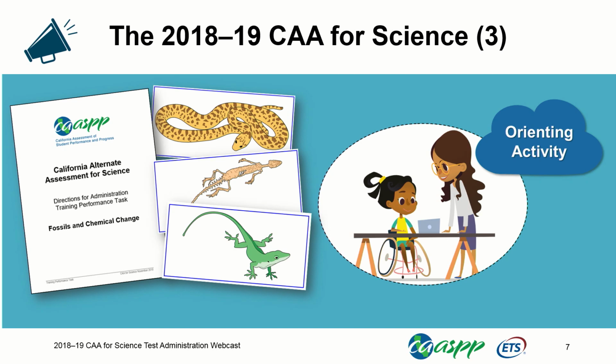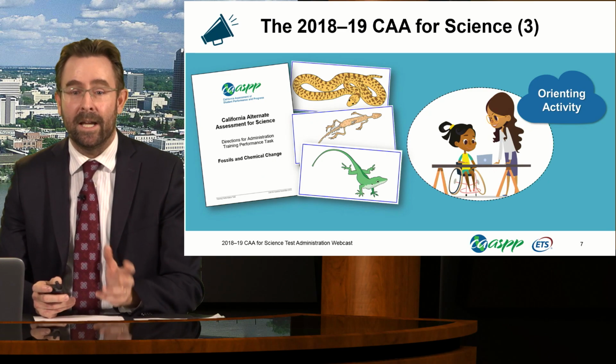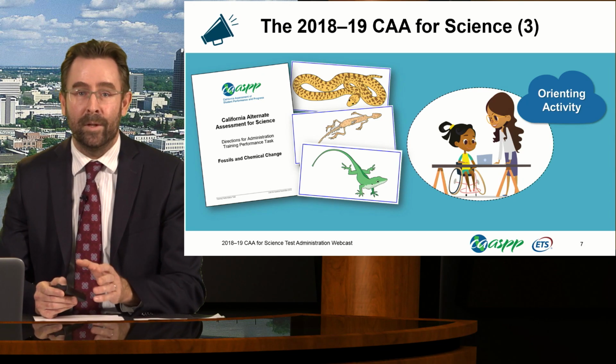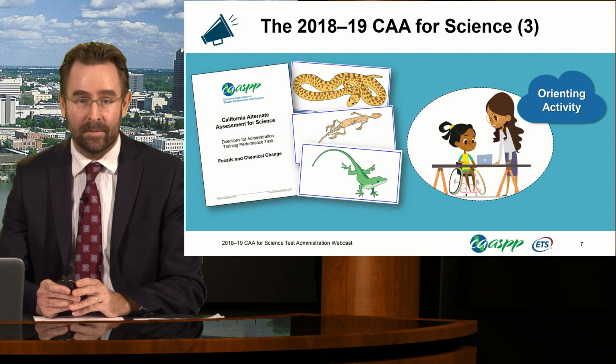So like the CAAs for ELA and mathematics tests, test examiners will use grade and version-specific directions for administration, or DFAs. That's a change this year. In that sense, the test does work more like the ELA and math test than it did last year. DFAs are all important. You'll hear Linda and I talk about them a lot during this presentation. But essentially, they guide test examiners step by step through the testing process for each embedded performance task.